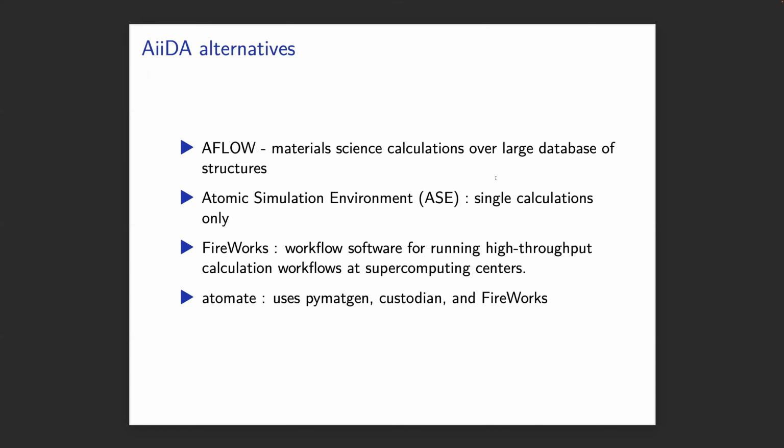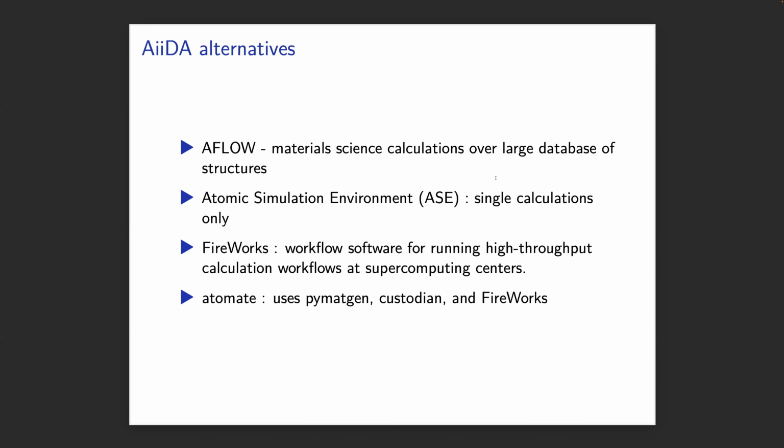So let me also mention some alternatives. So AiiDA is not the only tool available, though I will argue that it has some advantages over these other tools. So there's AFlow. This is for material science calculations over a large database of structures. So let's say you have thousands of different crystal structures and need to calculate some properties over that. AFlow would be a good tool for this. There's also atomic simulation environment. This is meant for single calculations only, but you can do quite sophisticated workflows for material science.